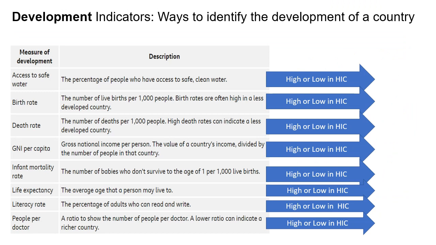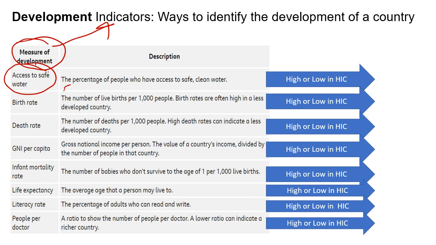Okay, task for you, and we don't need to write this down, but this is for you to think or say out loud. On the left, we have a measure of development, a development indicator. So the first one is having access to safe water.